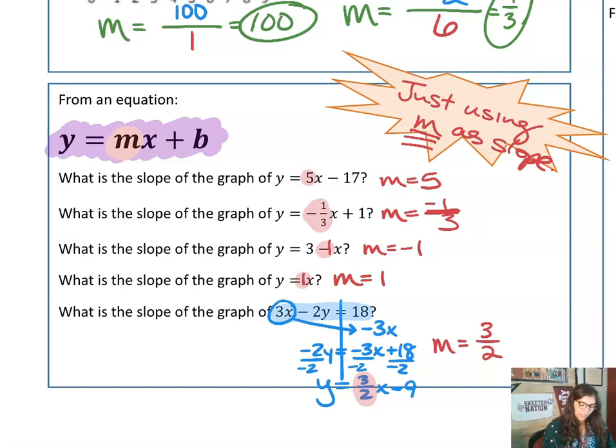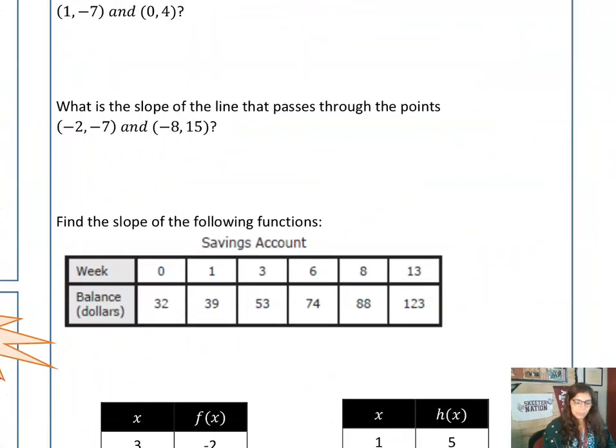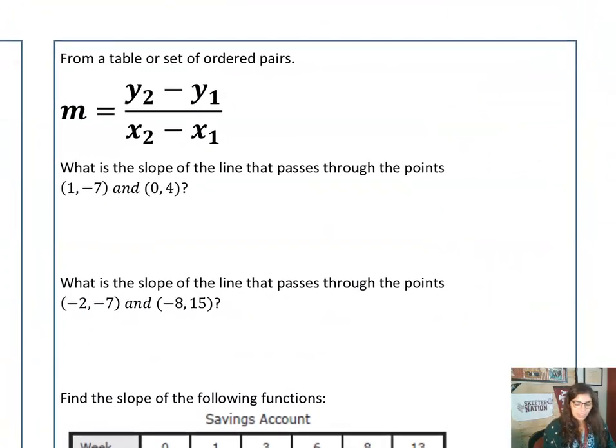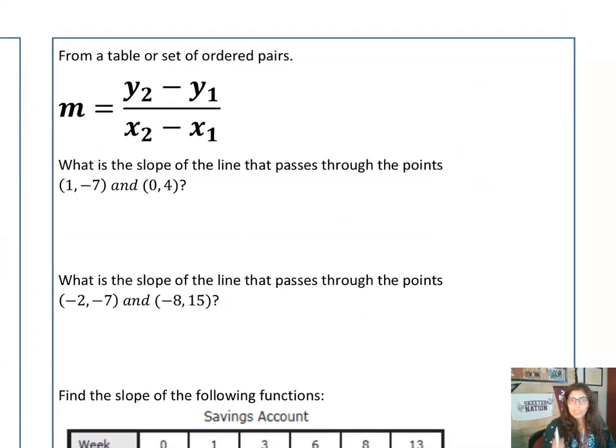Now, the only other way today I'm going to ask you to find the slope is by using what's called the slope formula. This formula is useful when you have a table or a set of ordered pairs. This formula is found on the formula sheet that we will use for this class when we take the DCP or the STAR. So it's going to be given to you. You need to know how to use it. This formula says the slope is equal to the difference in the y's divided by the difference in the x's.